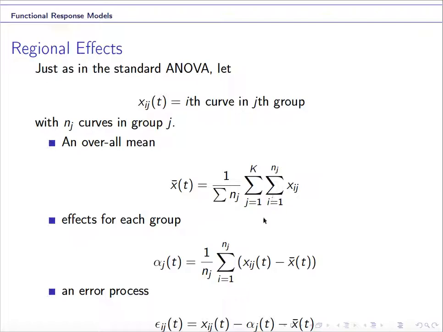And then we can look at the effect of each group by looking at the difference between the average curve in each group minus the overall mean curve, right? In this expression, basically the first term is the average curve in each group, minus the overall mean. This is alpha_j(t), which represents the effect for the j-th group. And then we can calculate the residuals, which is the curve minus the overall mean curve minus the regional effect curve.